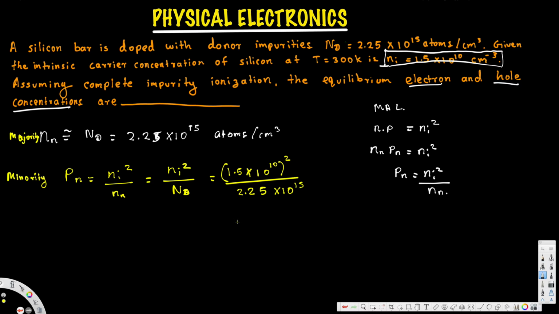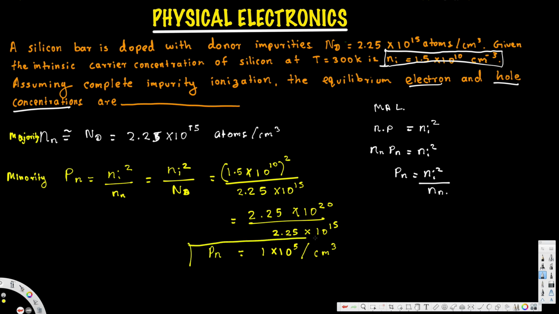If you square this one, you get 2.25 times 10 to the power of 20 divided by 2.25 times 10 to the power of 15. Then 2.25 cancels, and we have 10 to the power of negative 15 brought to the numerator. So we will get 1 times 10 to the power of 5 finally, per centimeter cube. So this is going to be the hole concentration. And that's how we do this kind of problem. I hope this helps. Thanks for watching.